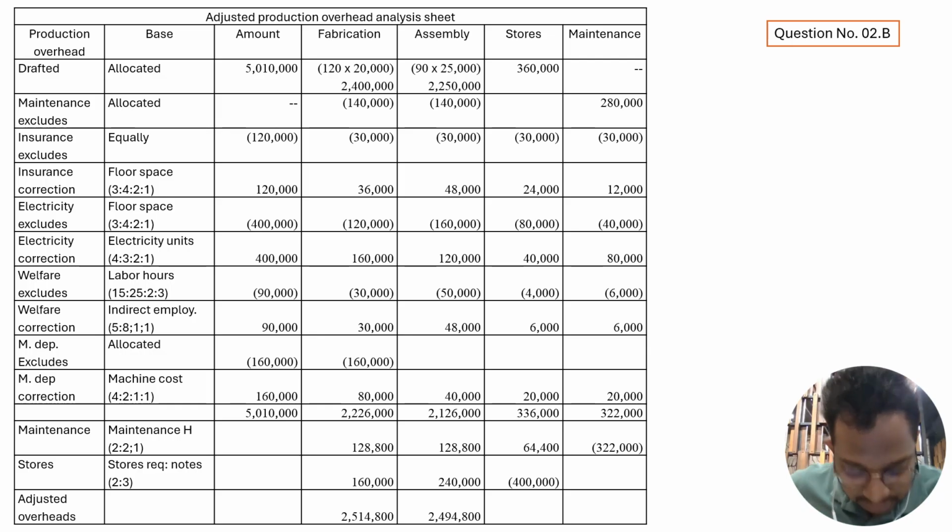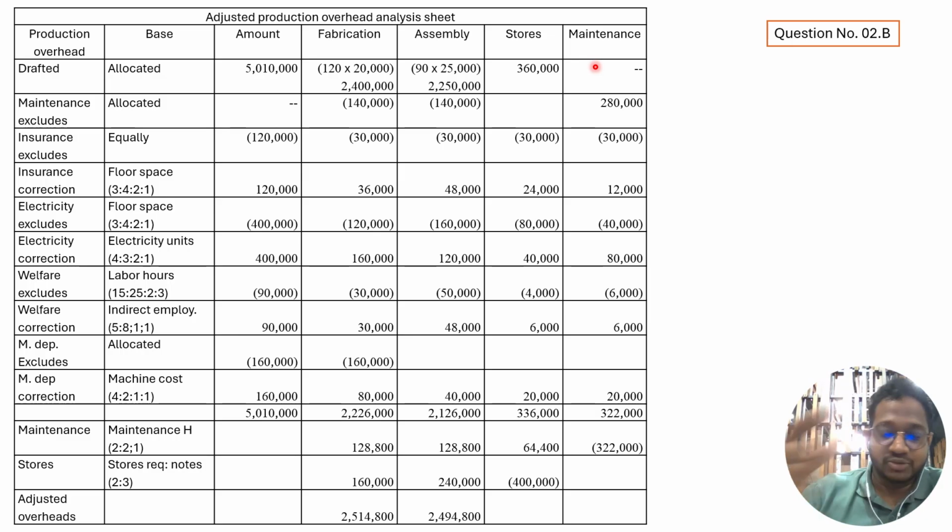And now we have production overheads. In this case, the factory contains fabrication, assembly, stores, and maintenance, four departments. Out of that, fabrication and assembly are production departments, and stores and maintenance are service departments. They already found the overhead absorption rate for fabrication and assembly based on machine hours and labor hours. But there are some omissions and errors that the assistant accounting clerks made. So you have to correct those things.